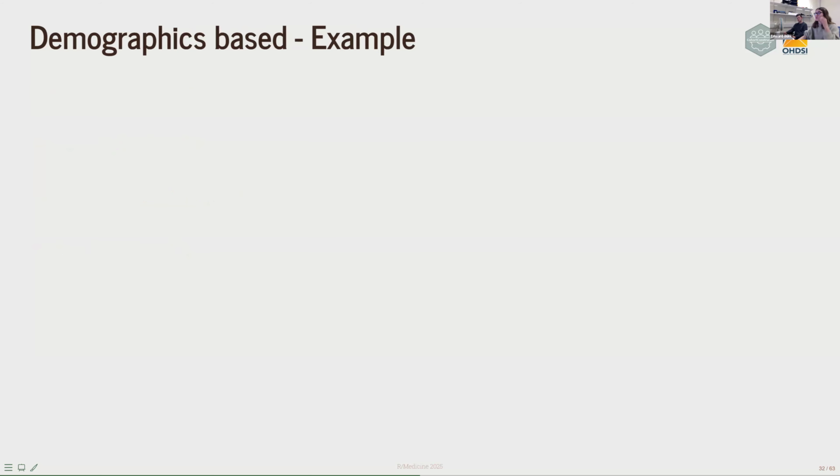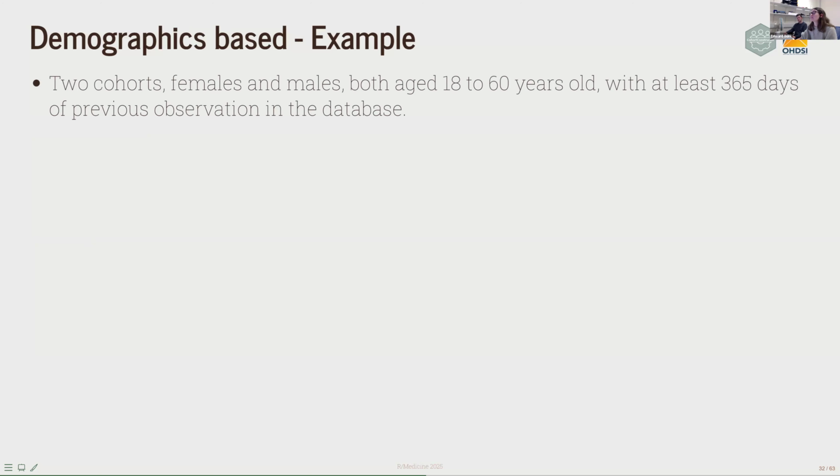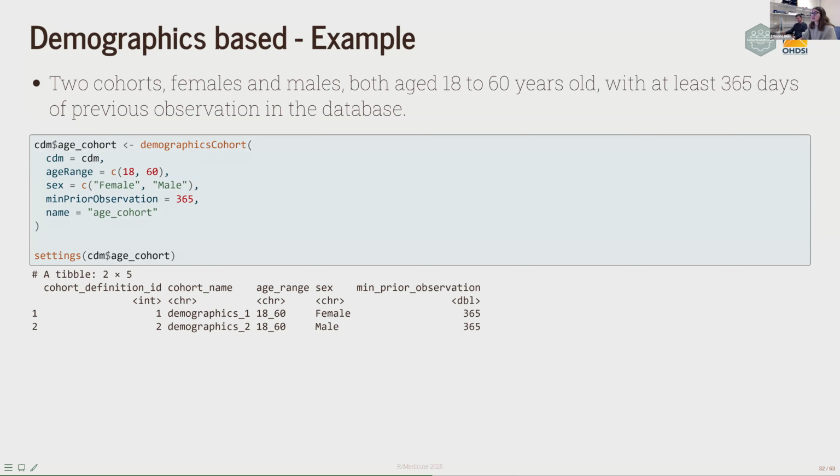So as an example, we're going to create a demographics cohort. In this case, we'll have one cohort table that will contain 2 cohorts, one of females and another of males, and both will be people aged 18 to 60 years old with at least 1 year of previous observation in the database. And in this case, we can create it with only this function, the demographic cohorts.